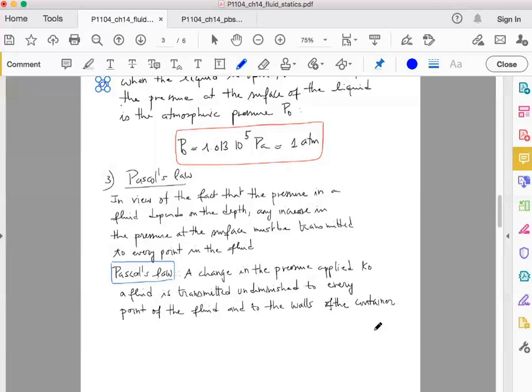Actually, Pascal's law is very simple. The message of Pascal's law is that if you have a given fluid in a given container, and there is any change in the pressure applied to a given point on the fluid, this change in the pressure is transmitted undiminished to every point on the fluid and to the walls of the container.